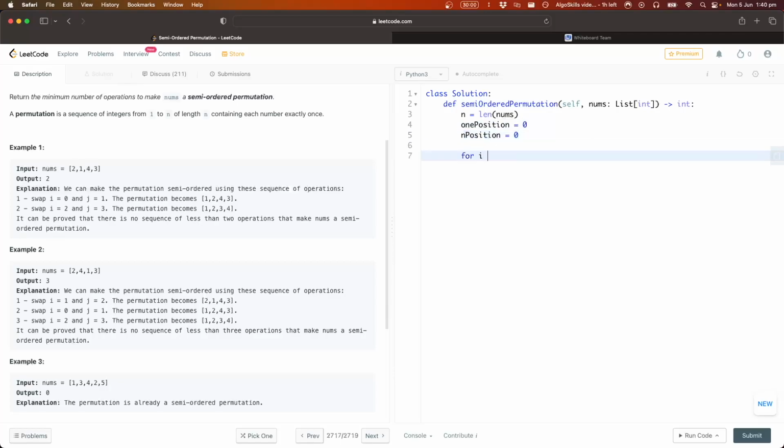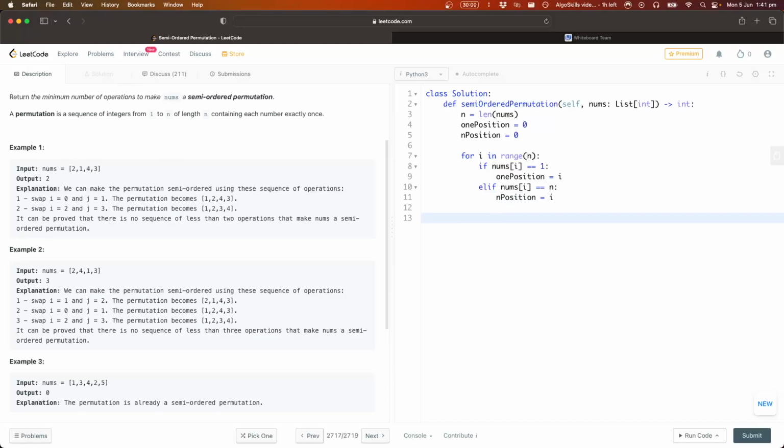So now let's iterate through every element in nums. So for i in range n, then we need to see, is it 1? So if nums of i is equal to 1, then 1 position is equal to i. Otherwise, if nums of i is equal to n, then n position is equal to i. Otherwise, we don't care about it. We're just looking for 1 and n.